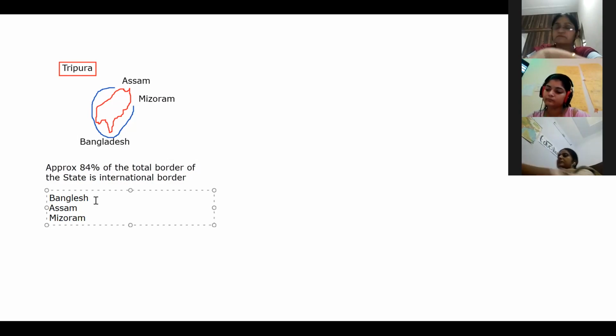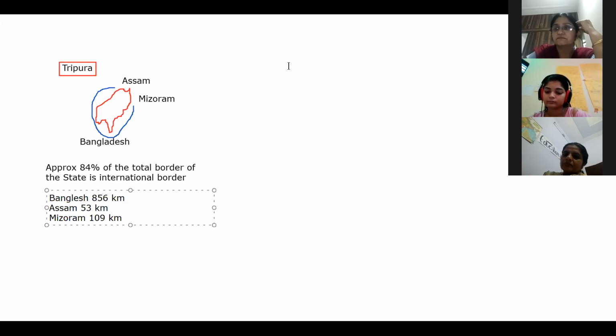As far as Bangladesh is concerned, the state has a common border of 856 kilometers with Bangladesh, a common border with Assam of only 53 kilometers, and a common border with Mizoram of only 109 kilometers.